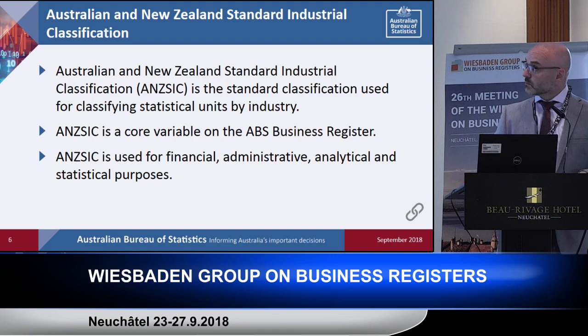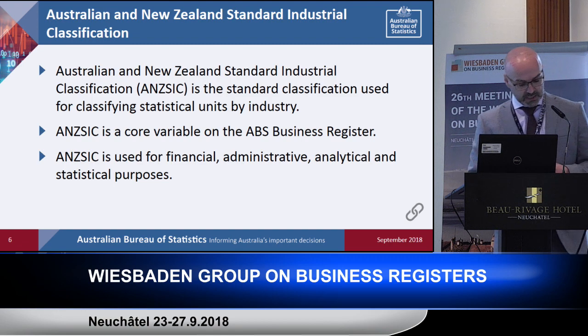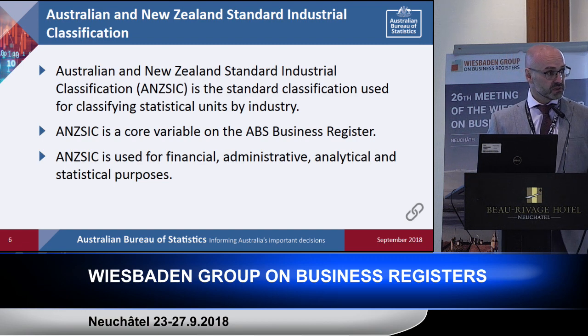Okay. So just some information on the classification. The Australian and New Zealand Standard Industrial Classification is the standard classification used by the Australian Bureau of Statistics and Statistics New Zealand for classifying statistical units by industry for data collection and dissemination. ANZSIC, for short, is a core variable that's attached to every unit on the Australian Bureau of Statistics Business Register. It's used for financial, administrative, analytical and statistical purposes.